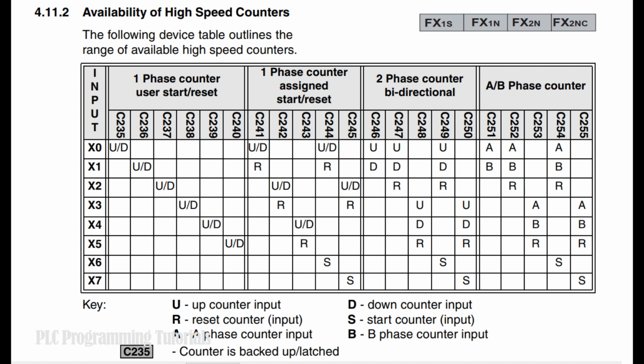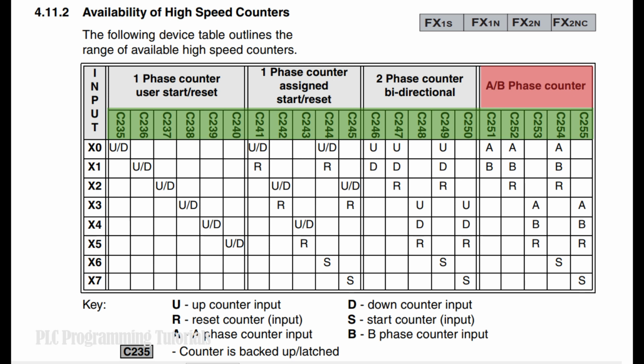So let's quickly start today's session. This is the high speed counter detail in the Mitsubishi PLCs. Counters start from C235 and end at C255. We can select any suitable counter as per our application requirement.